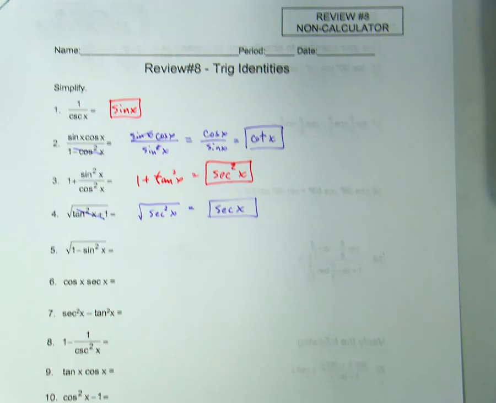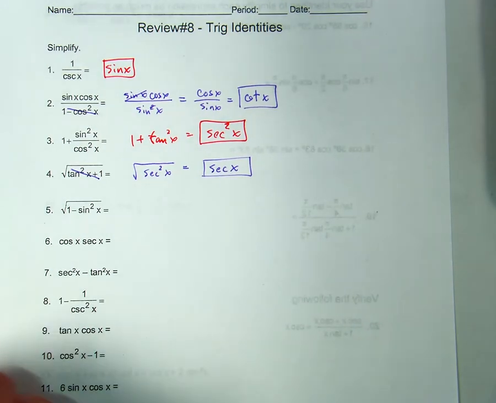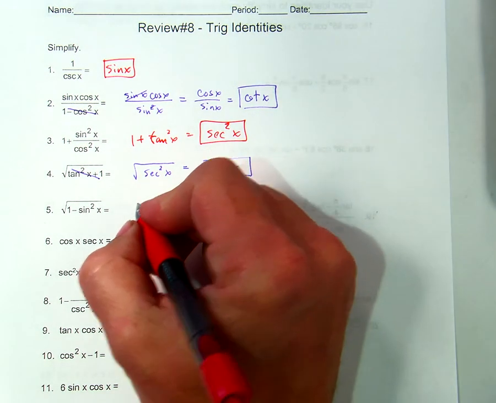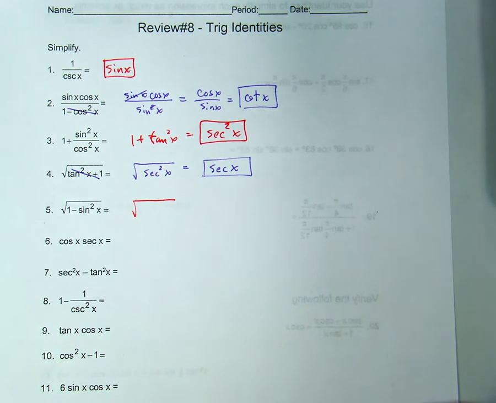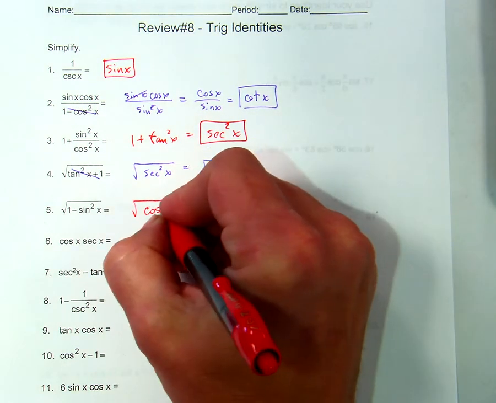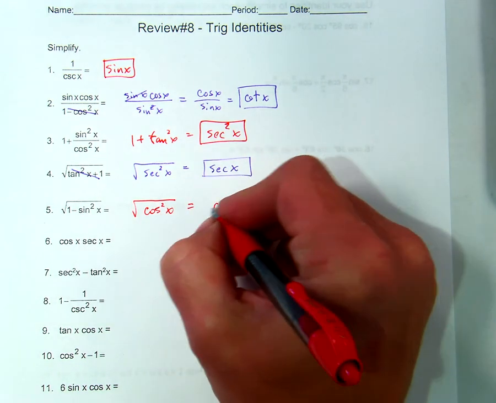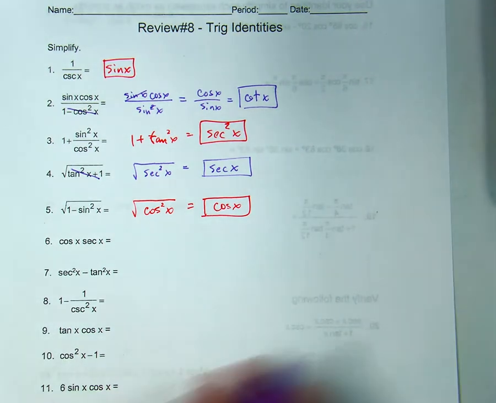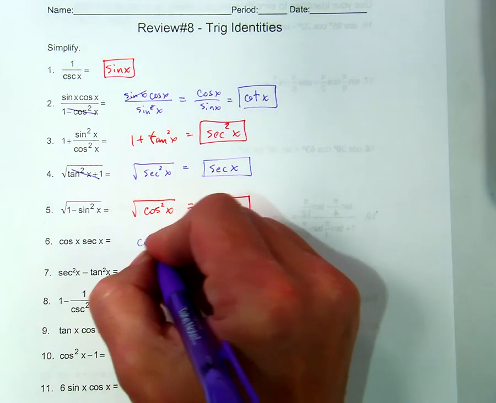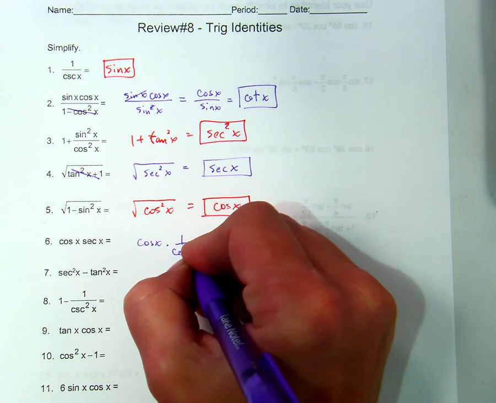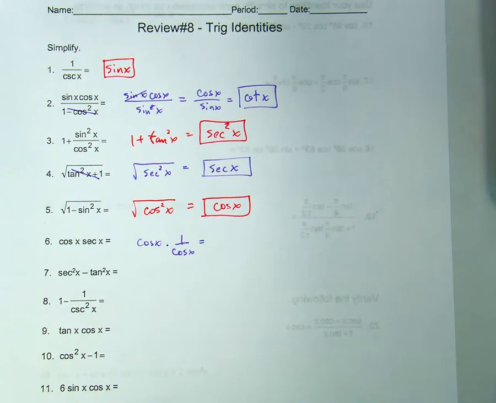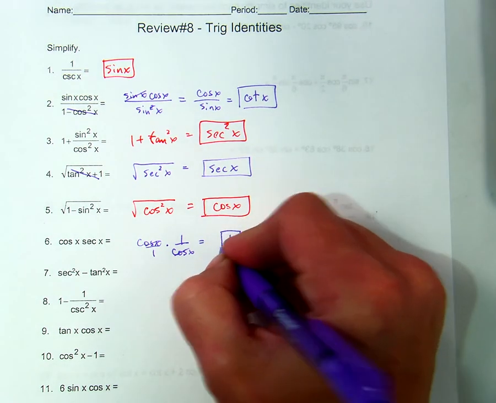Okay, moving right along. Number 5, we have the square root of 1 minus sine squared x, and we could find out by using another Pythagorean identity that this is cosine squared x. And once again, take the square root of a square, and it is cosine x. Cosine times secant. Well, this is the same thing as cosine x times 1 over cosine x. And so those cosines would cancel. So this is simply 1.